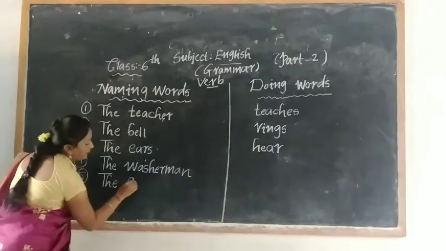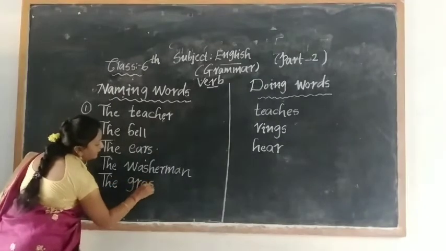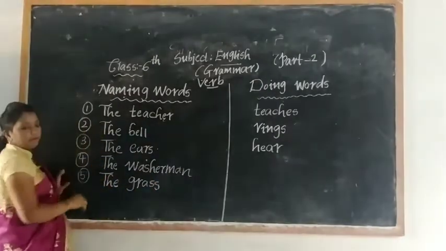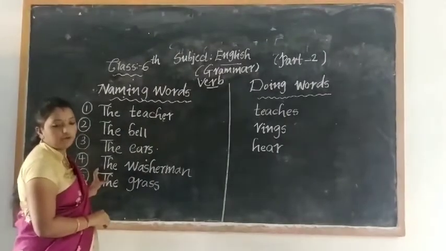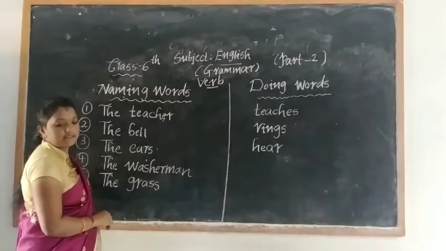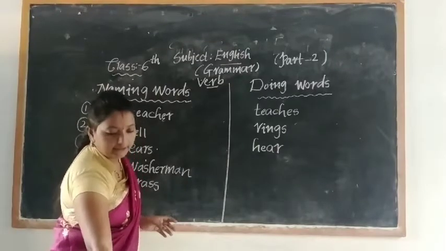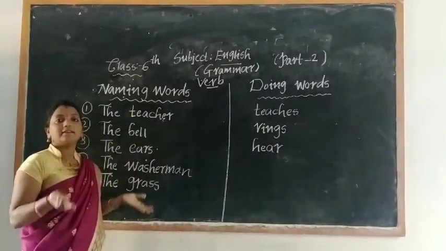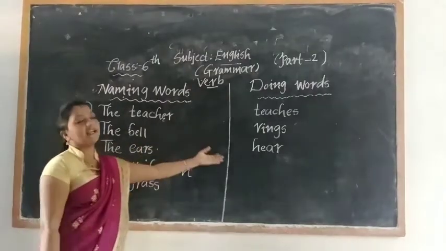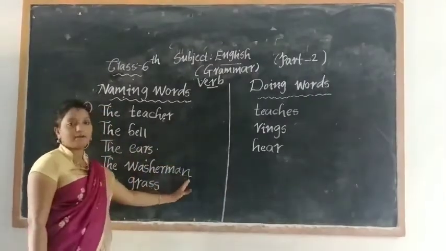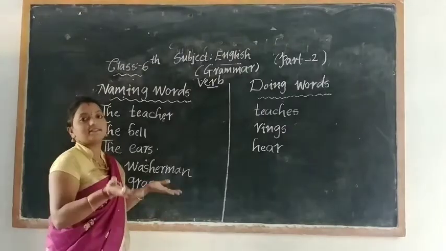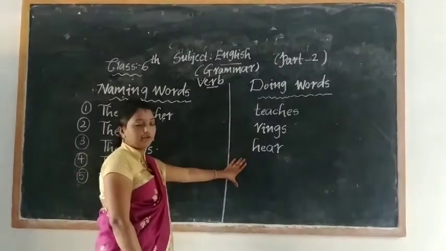The grass is a naming word. In the doing word, you have to say that. Here what? The grass grows. Grows is the doing word. The washerman, he washes. So it is a doing word.